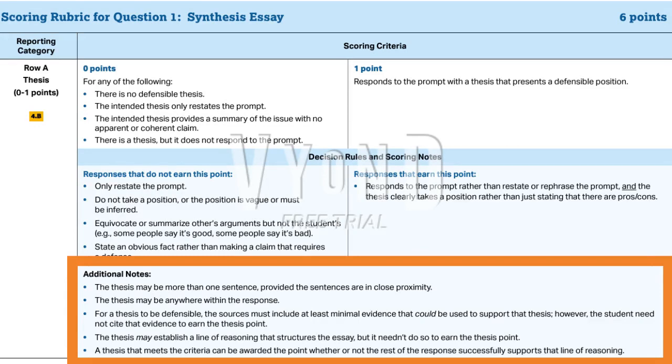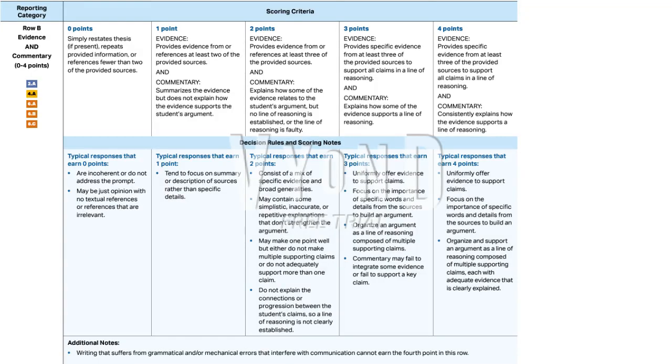Finally, students may provide reasons for their thesis, also known as a line of reasoning, but they are not required to do so. They are scored separately on how they include and analyze evidence, so that shouldn't affect whether they earn the thesis point. Now let's take a look at the second scoring category, evidence and commentary.